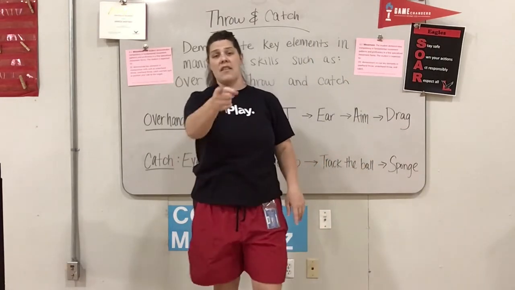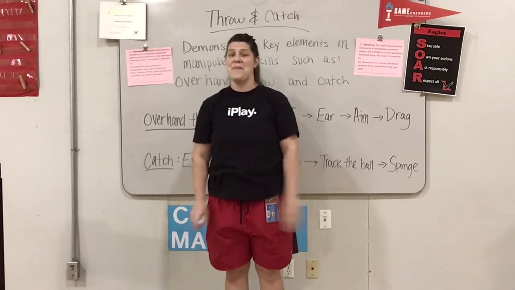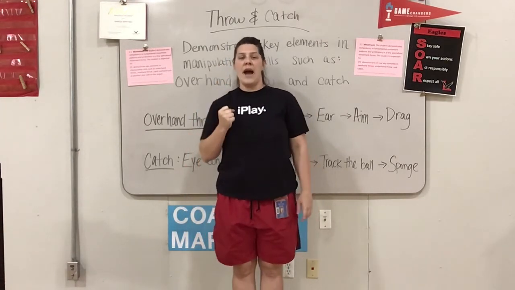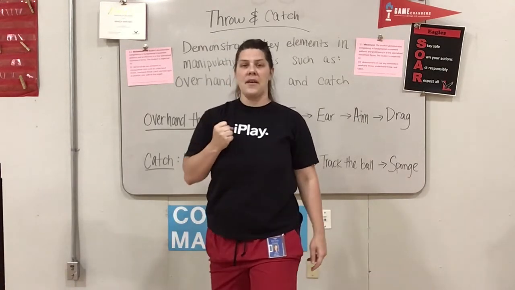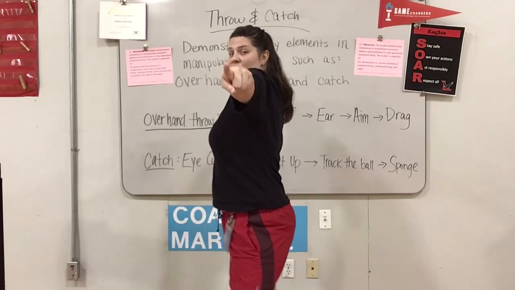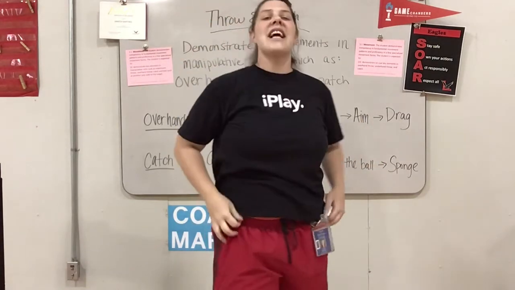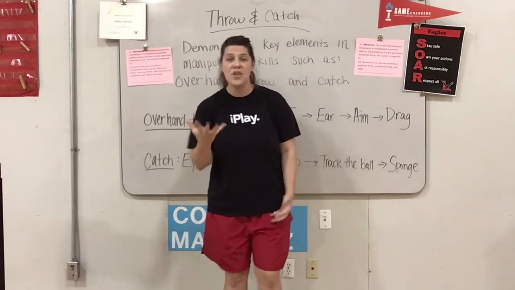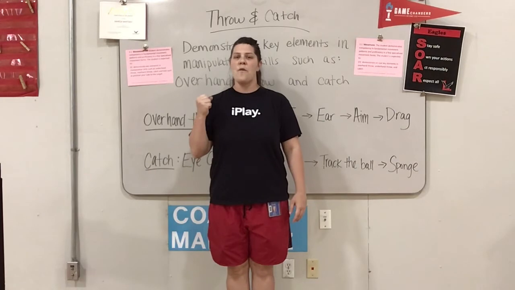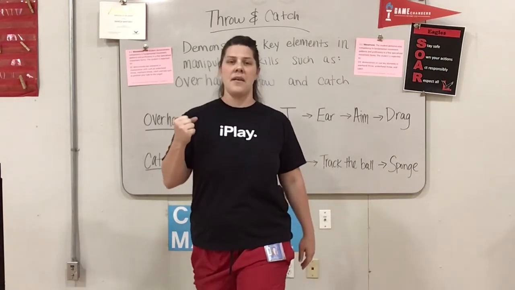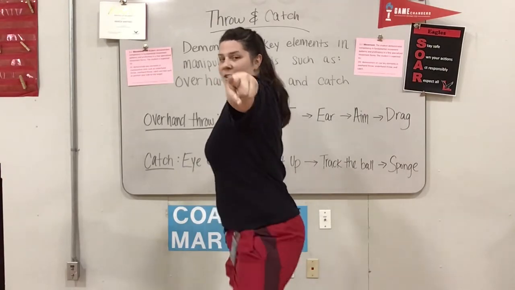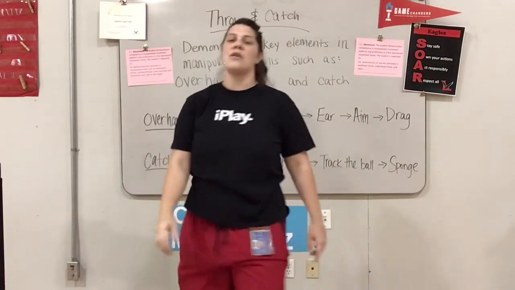Let's do that again together. This time, I'm gonna face you. You're my target. Ball in your dominant hand, feet together. Ready, step, T, ear, aim, drag. Let's do that again together. Pretend you have an item. Remember, we're not really using an item right now. Feet together. Ready, step, T, ear, aim, drag. And you would be able to throw to the target.